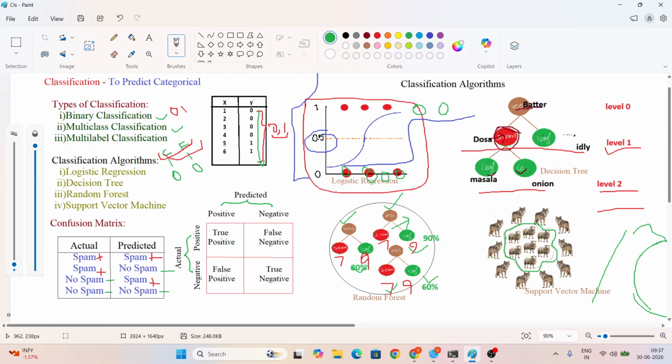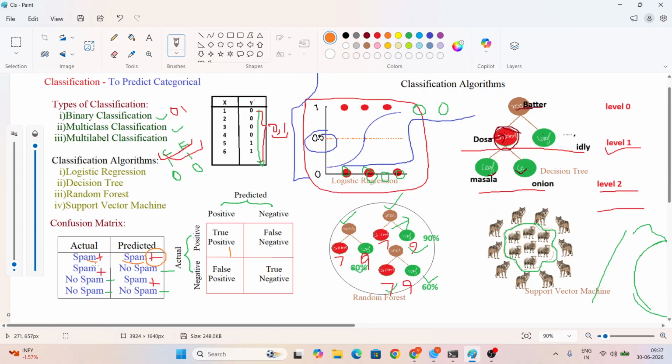Okay, now tell me. It is a spam. The actual value is spam, and the predicted value is also spam. So both are true, right? It's a true output, and it ends with positive, right? So then only we call it a true positive. Have you got my point? The first one is true positive.